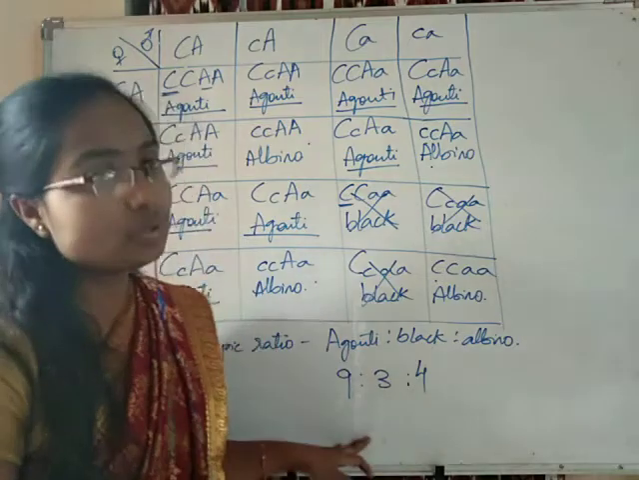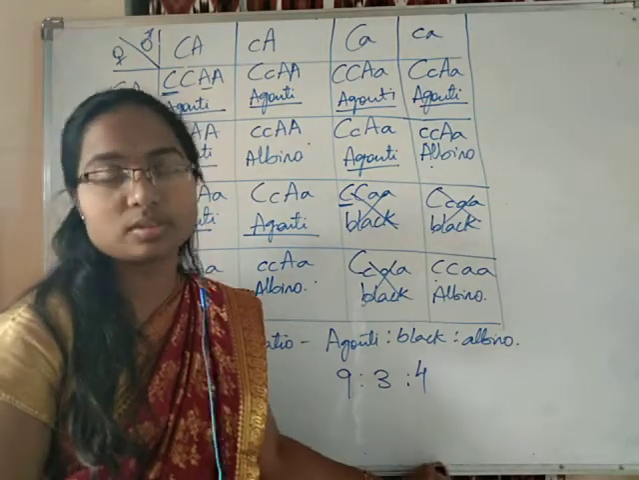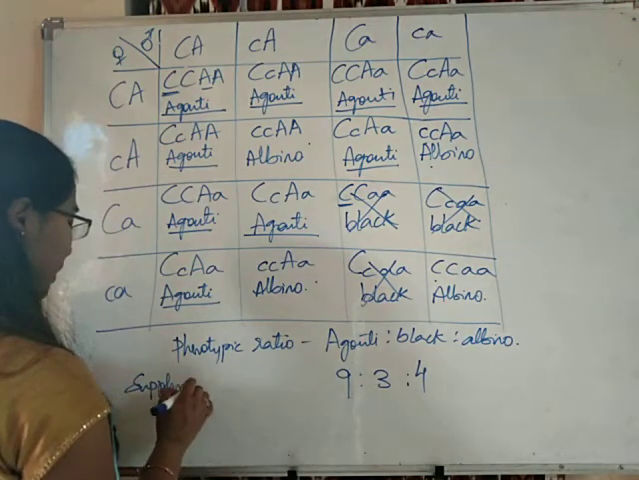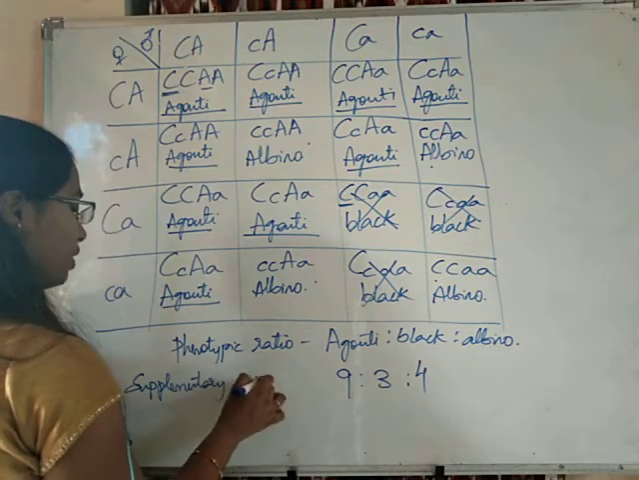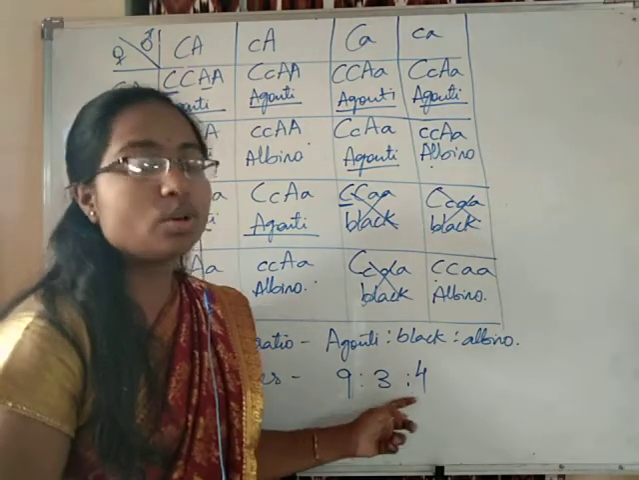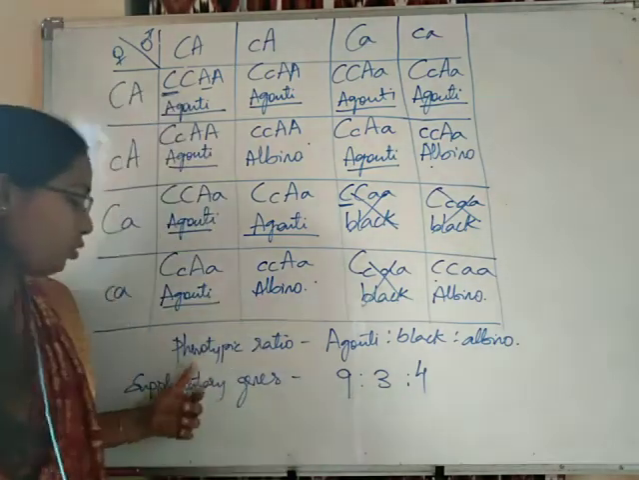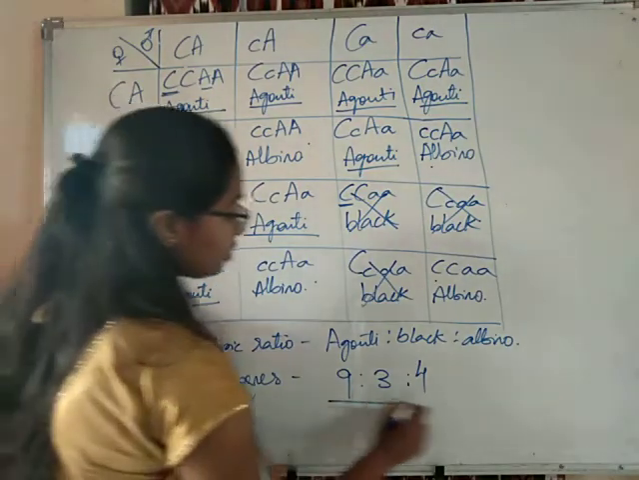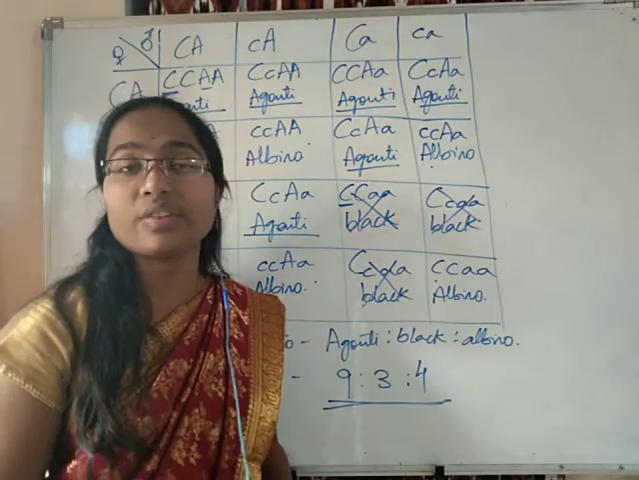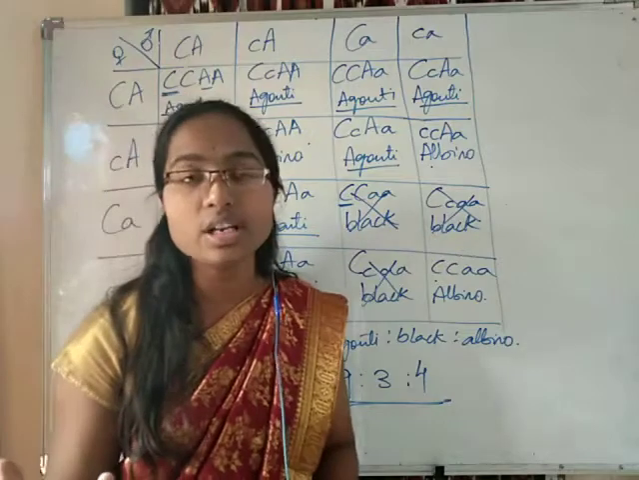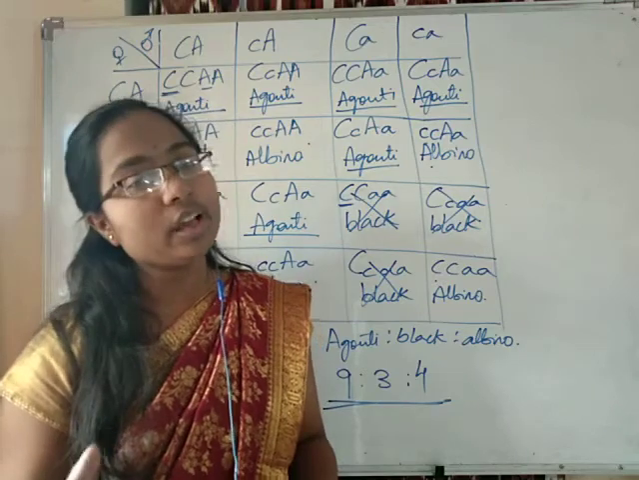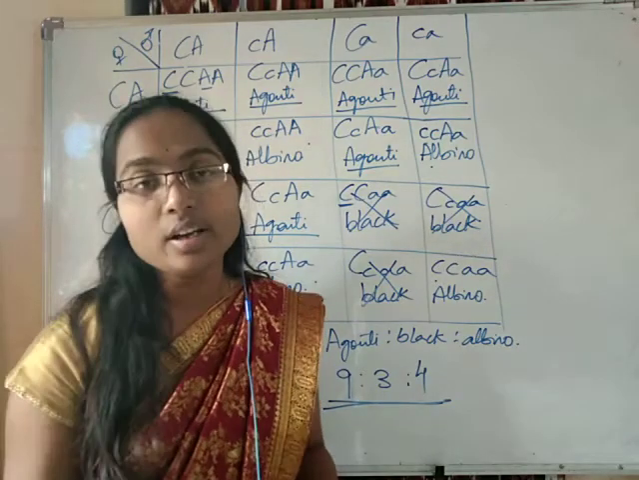So in a supplementary gene interaction, the phenotypic ratio will be 9:3:4. Remembering the ratios is very important, students. In the case of supplementary genes, this will be the phenotypic ratio, 9:3:4. So this is about supplementary gene interaction, where one gene is expressing itself even in the absence of the other gene. The second gene is expressing itself only in the presence of the first gene, and when both are present together, they express a different character.